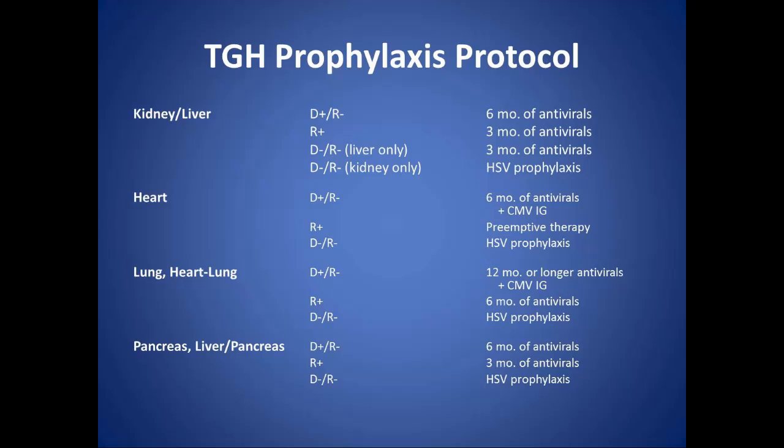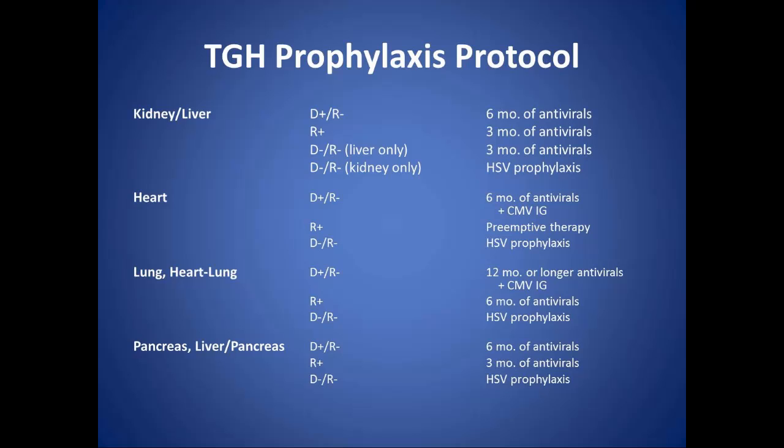So let's look at kidney and liver. If you're a mismatch, donor positive, recipient negative, then you get 6 months of antivirals. If you're just R positive, it doesn't matter whether you get a negative organ or a positive organ, you get 3 months of antivirals. And then for kidneys that are negative to negative, they just get regular HSV prophylaxis.